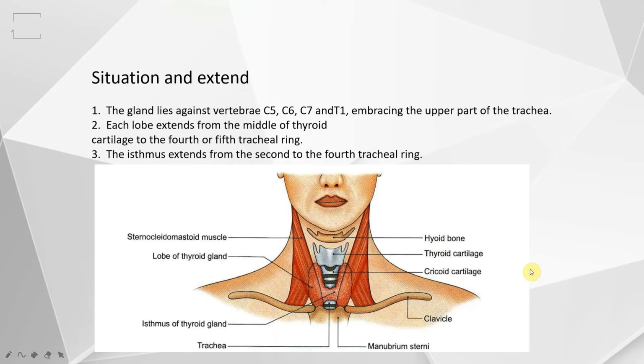Situation and extent. The gland lies against vertebra C5, C6, C7 and T1, embracing the upper part of the trachea. Each lobe extends from the middle of thyroid cartilage to the fourth or fifth tracheal ring. The isthmus extends from the second to the fourth tracheal ring. This right here is the isthmus.